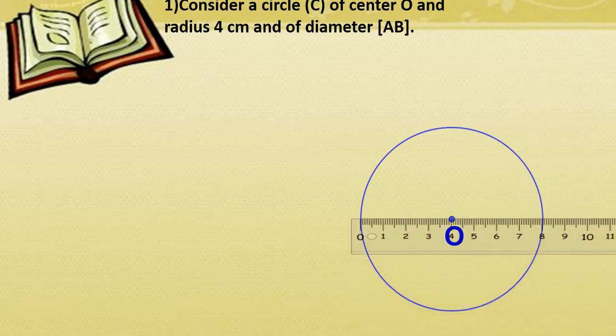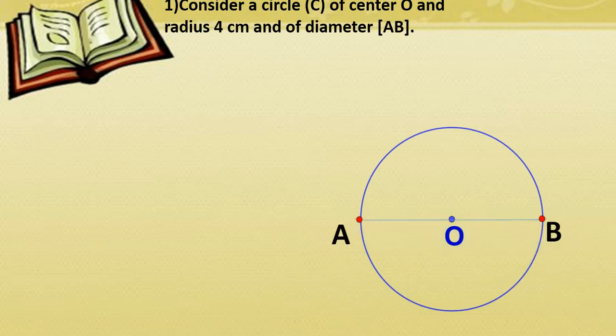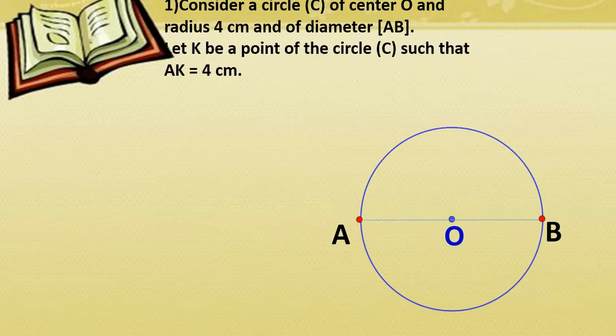The diameter is equal to 2 times radius, so 2 times 4 will be equal to 8 cm, and it's called AB. And of course the whole circle is called C.